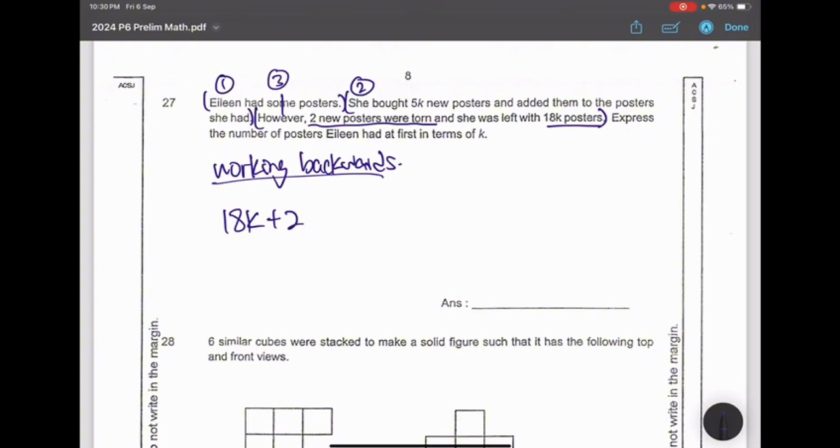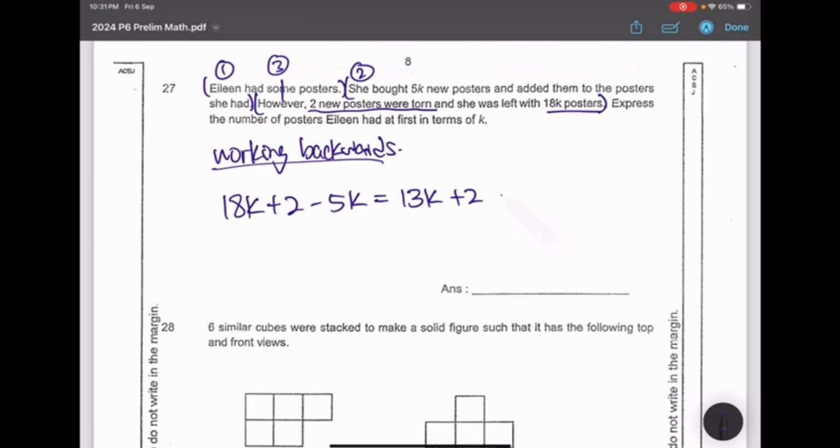And then, before that, she bought 5k new posters. So when she buys, it's adding on, right? But what I'm going to do, I'm going to minus away the 5k. And that will give me 18k plus 2 minus 5k. 18k minus 5k, that will give me 13k. And my plus 2 remains. And this is my answer to question 27.